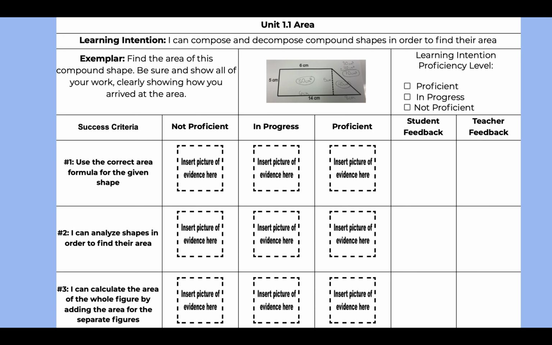Those success criteria, 1, 2, and 3, are how we're unpacking and how we're learning the big learning intention at the top. We're going to start with success criteria number 1. We actually started that last Friday. We're working through examples and practice and models to get that first one down, and then we're going to move on to the second one and then the third one.